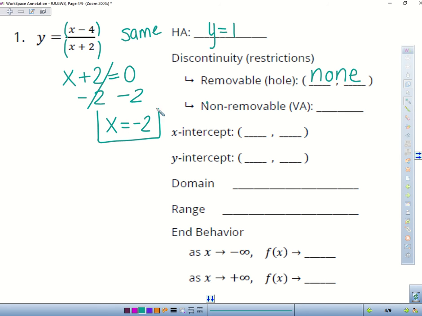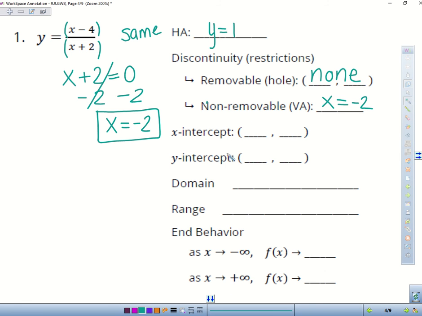That whole equation is going to be your non-removable vertical asymptote. It's always going to be x equals your vertical asymptote, okay? Horizontal asymptotes are y equals, vertical asymptotes are x equals. Now everything else we can find based off of the graph, okay? So we can kind of wait on all these.